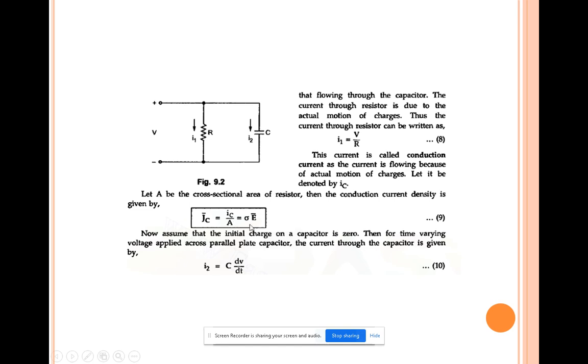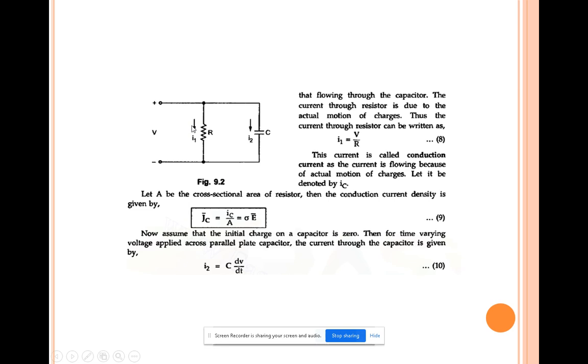This can be further written as sigma E vector. You know that the current density element is sigma E vector, where E is nothing but the electric field. Now we come to the capacitor. The initial charge of the capacitor is assumed to be 0. Here we apply a time varying voltage.